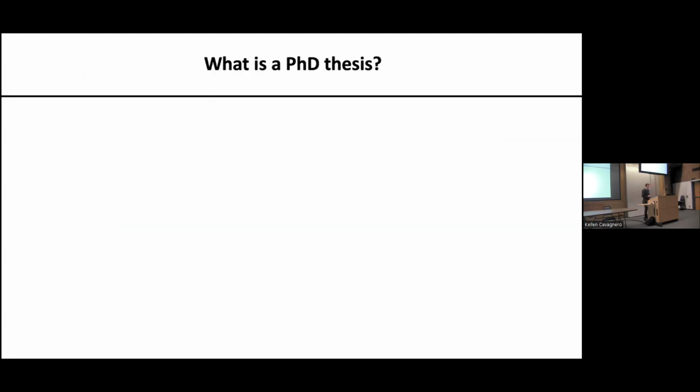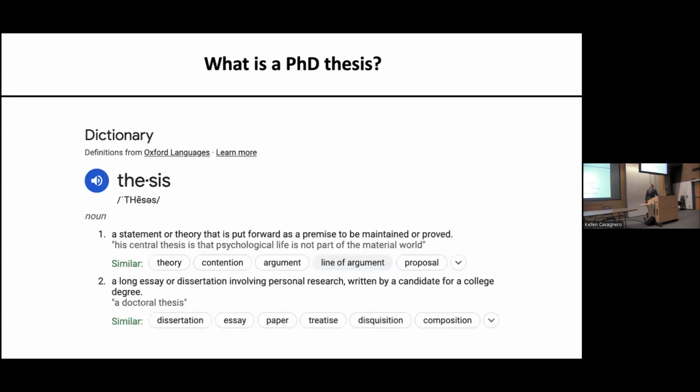So what is a PhD thesis? Well, according to Google, a thesis is a statement or theory that is put forward as a premise to be maintained or proved, or a long essay or dissertation involving personal research written by a candidate for a college degree. I think both of these definitions apply well to a PhD thesis. Over the course of the next 45 minutes, I'm going to share with you my personal research on the immune system. And then at the end, I'm going to conclude by putting forth my theory about how that system works.